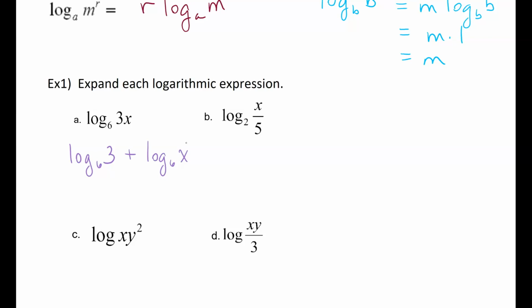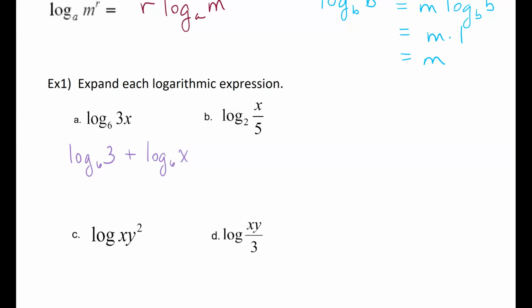And there's nothing left on this, so this one is fully expanded. All right, so in B, I've got log base 2 of x over 5. Right? And so now basically, because there's a fraction in the argument, that's just a division problem, right? X is the numerator and it's being divided by 5 in the denominator.